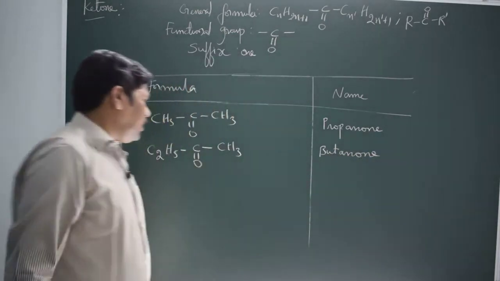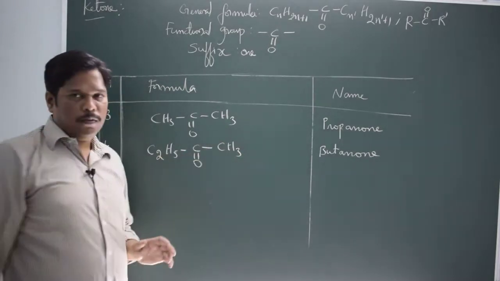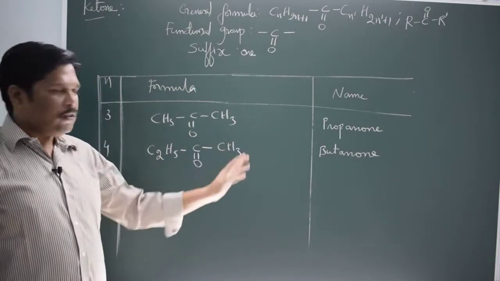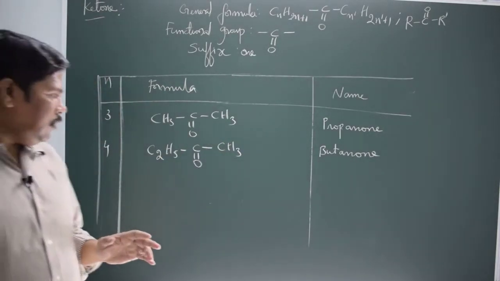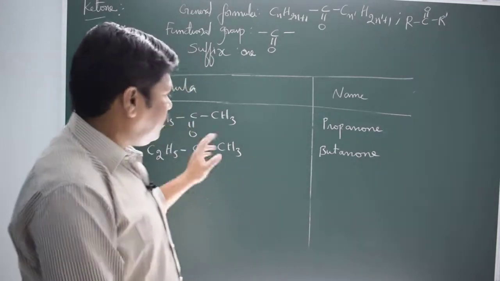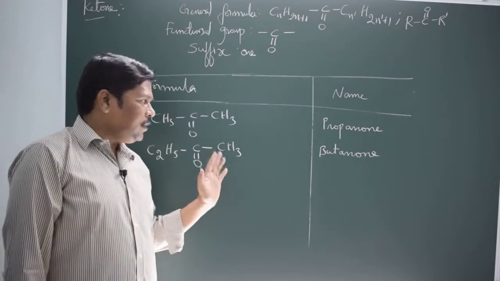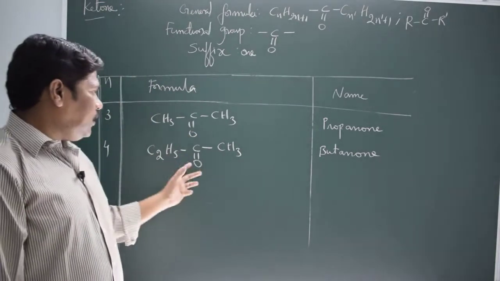Butanone, O-N-E is very important. So you can put the C on that side also, but then it is not an isomer. We can't frame an isomer with butanone. So we will see an isomer with the pentanone by changing the position of the ketone group.